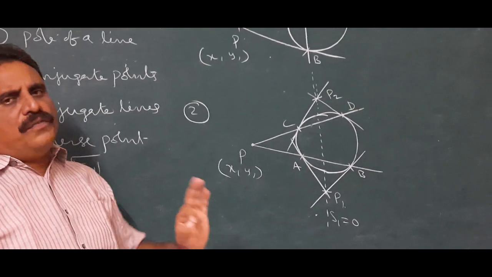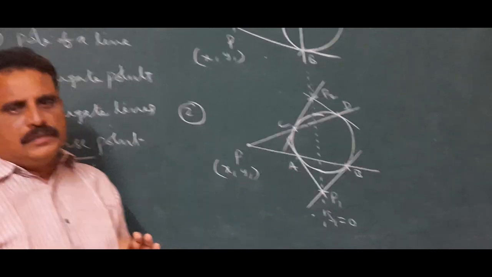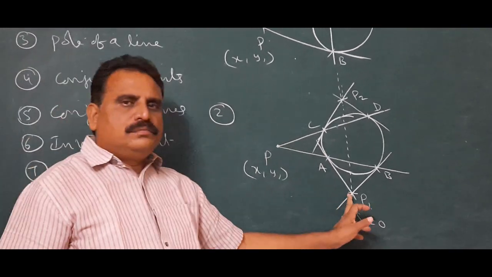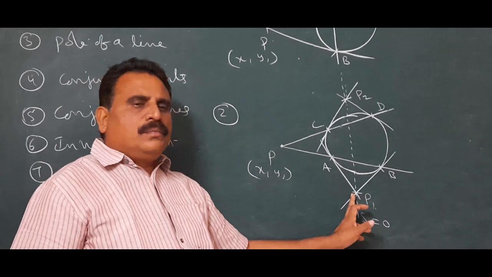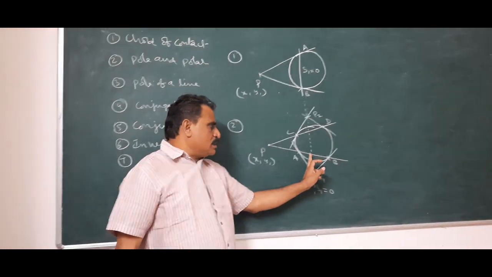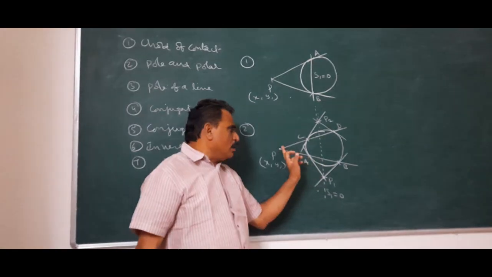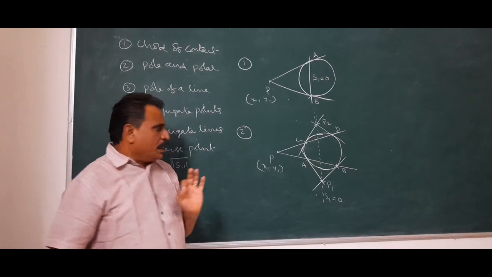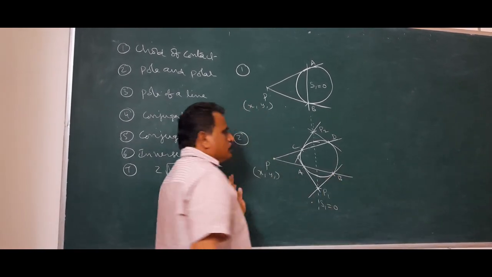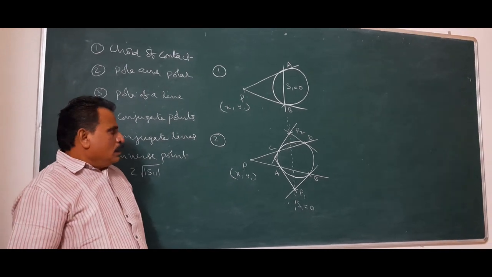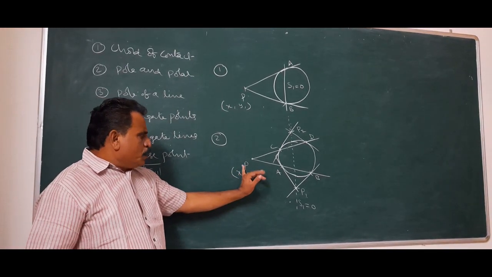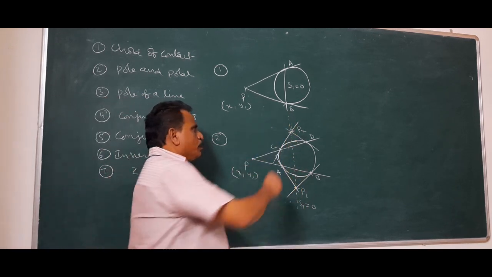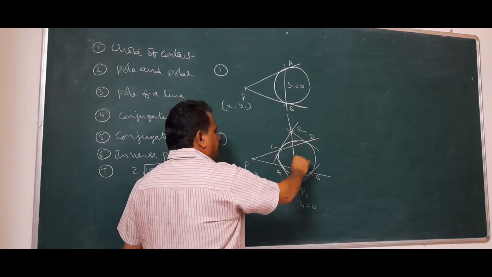There is a definition of polar of a point P(x1, y1). Listen carefully: the locus of the point of intersection of the tangents drawn at the extremities of the chord passing through the point is called the polar of the point. That equation is S1 equal to 0. This point P is called the pole of this line.